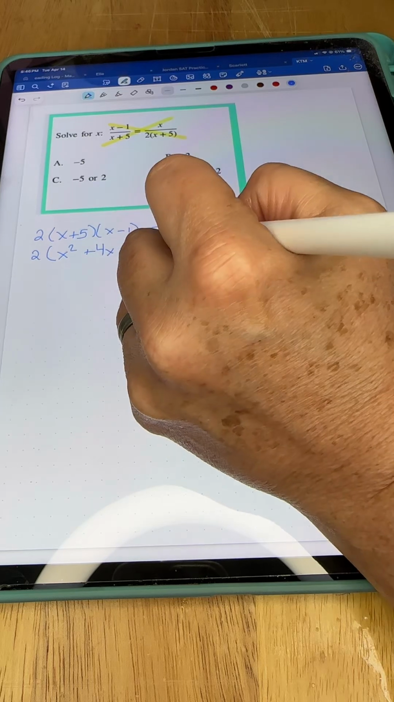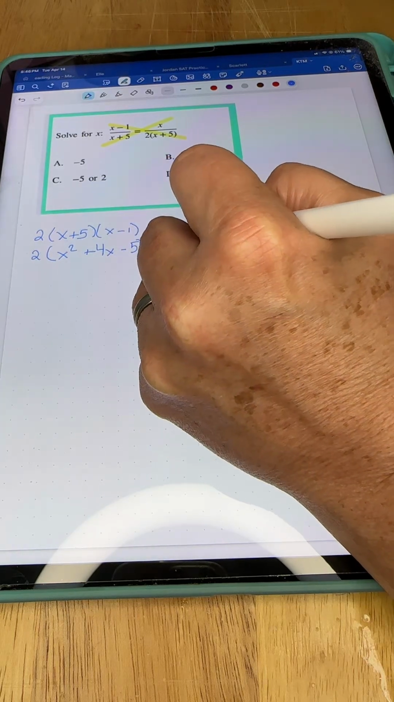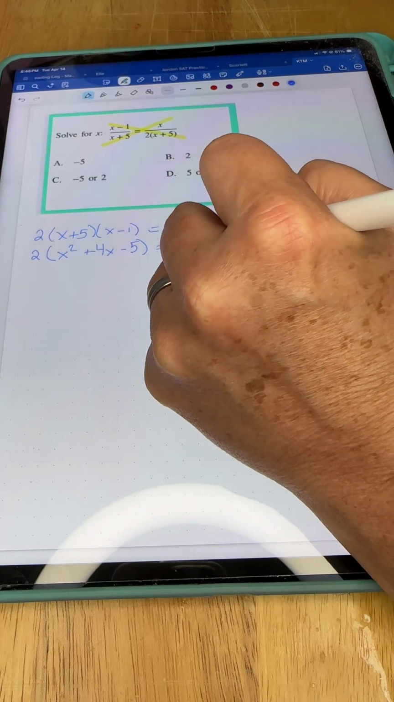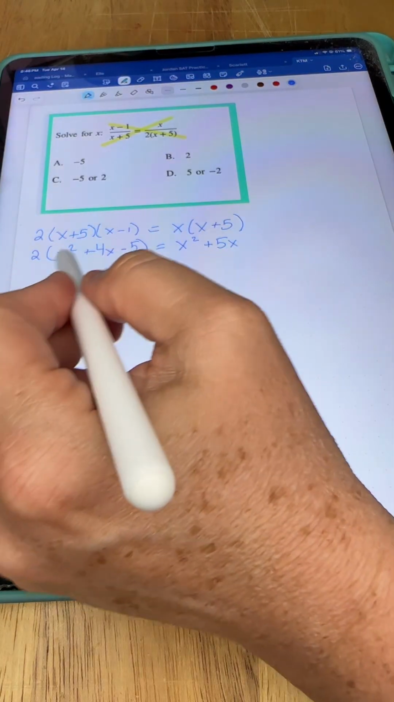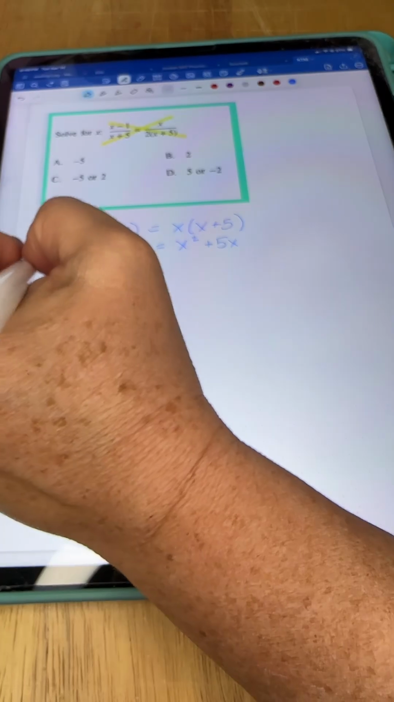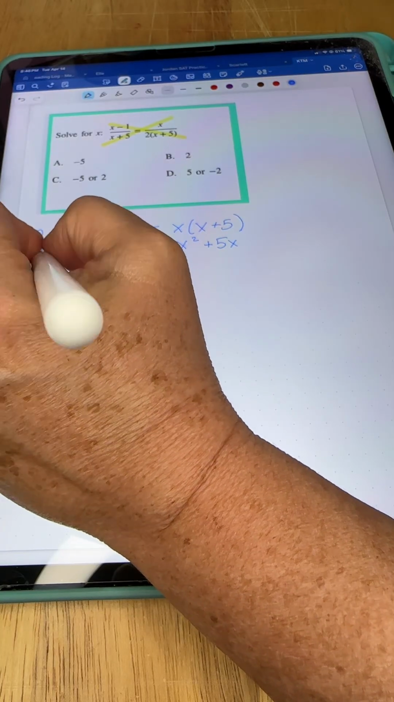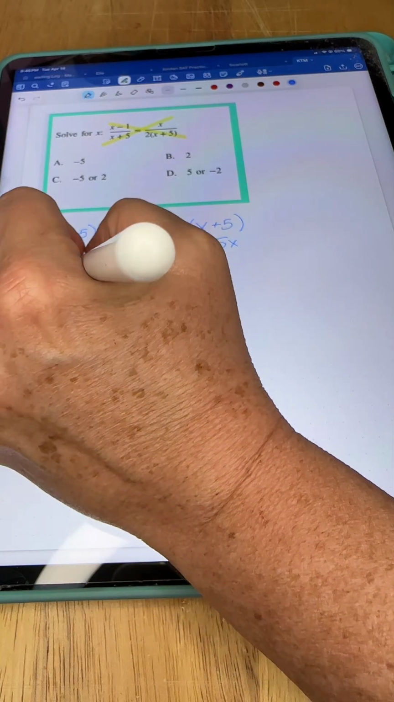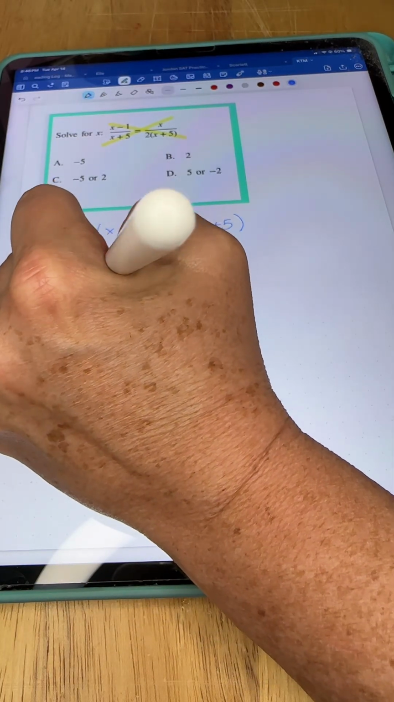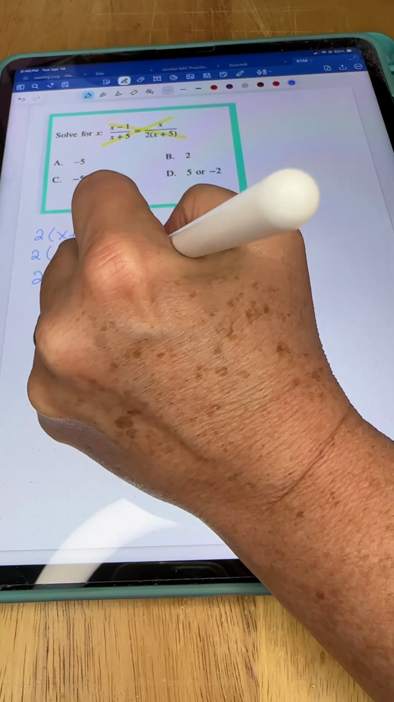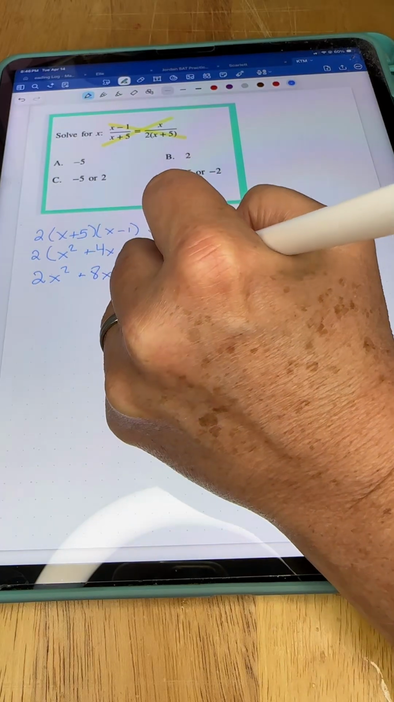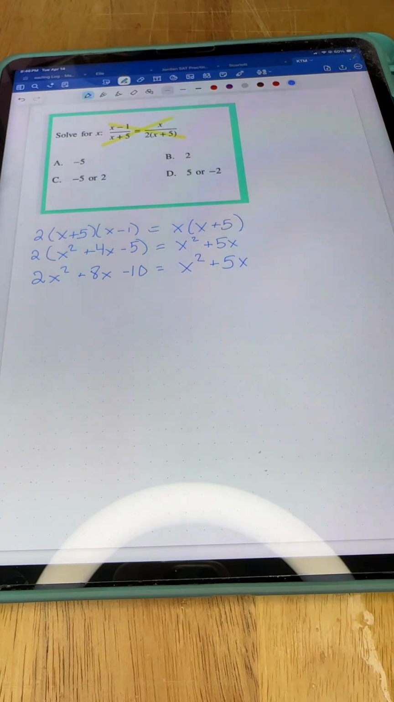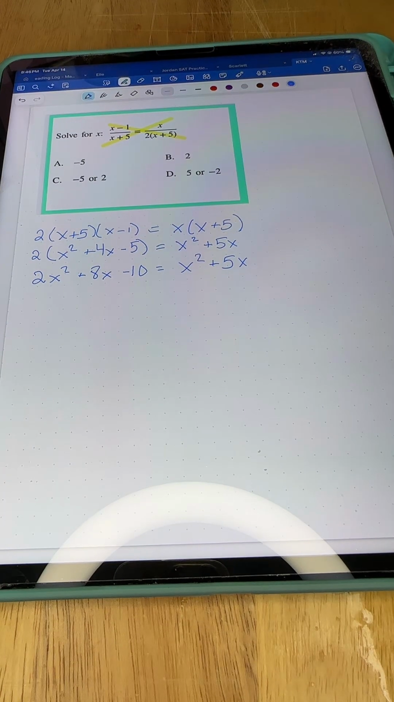I'm going to distribute this x to both of these terms. So x times x is x squared, and x times 5 is 5x. Okay, I'm still not finished condensing over here. I have to distribute that too. So I'm going to have 2 times x squared is 2x squared. 2 times 4x is 8x, and then 2 times negative 5 is negative 10. All right, so at this point, I am finished organizing everything, multiplying everything together.